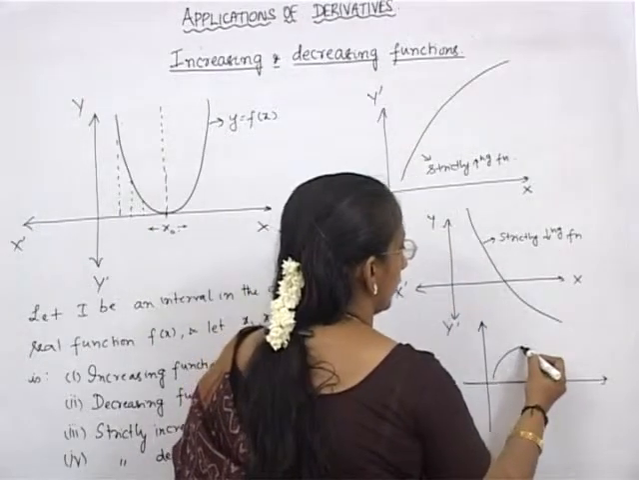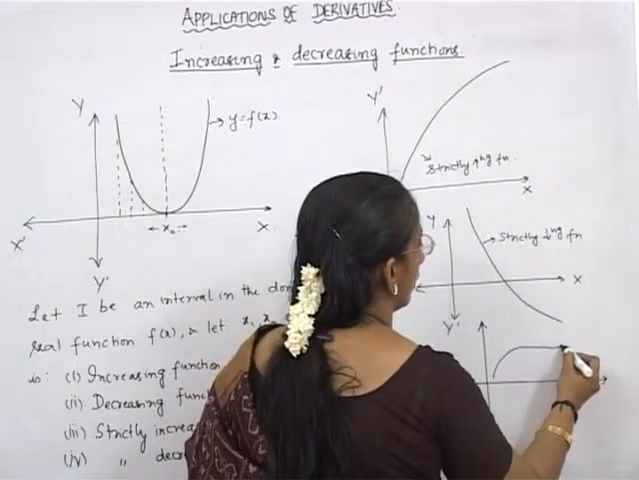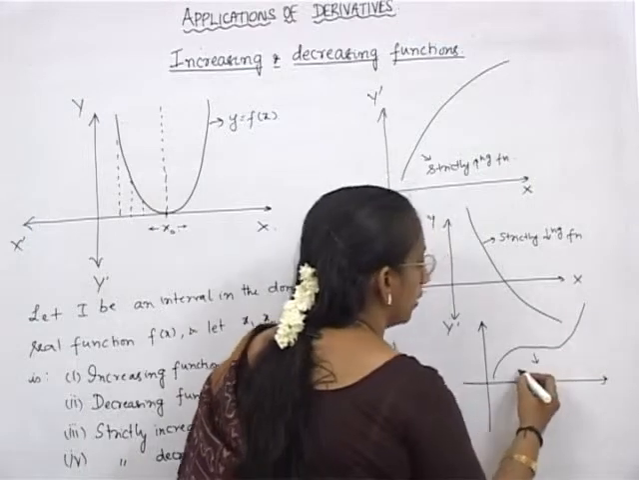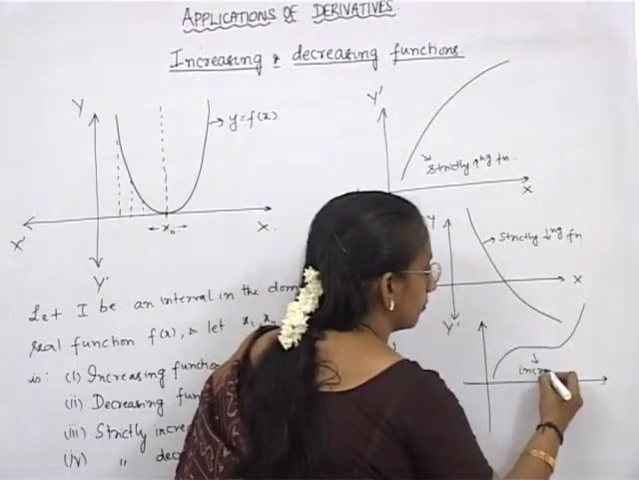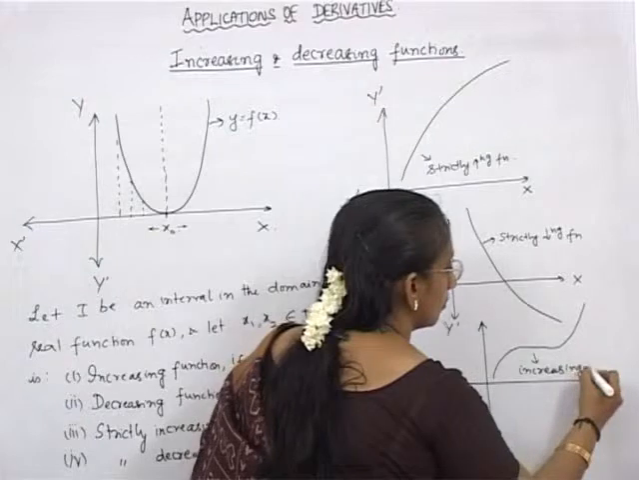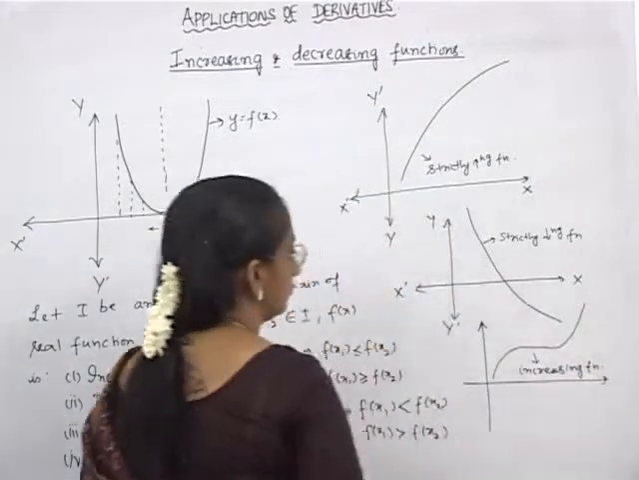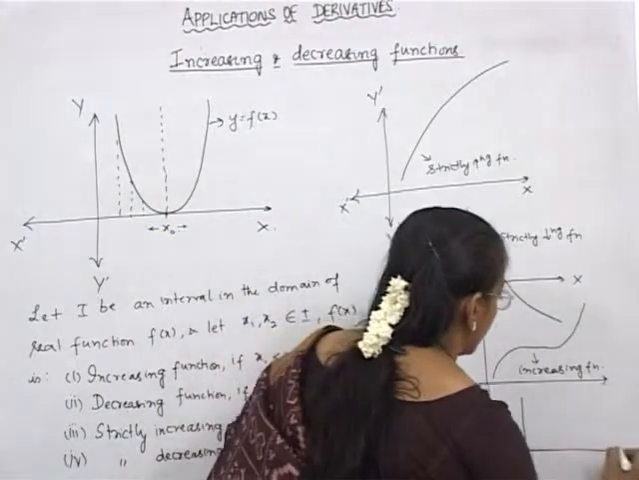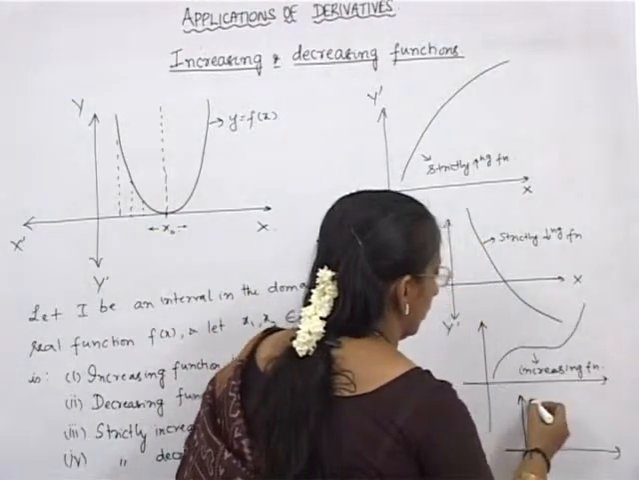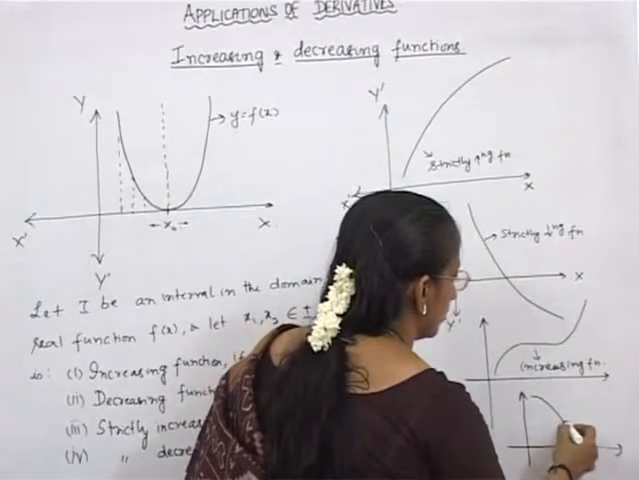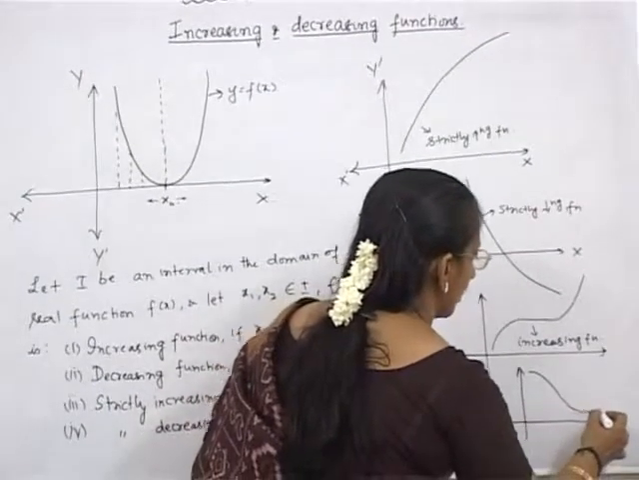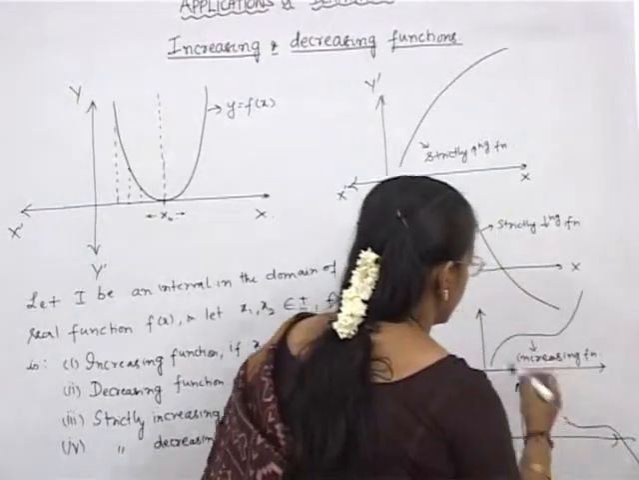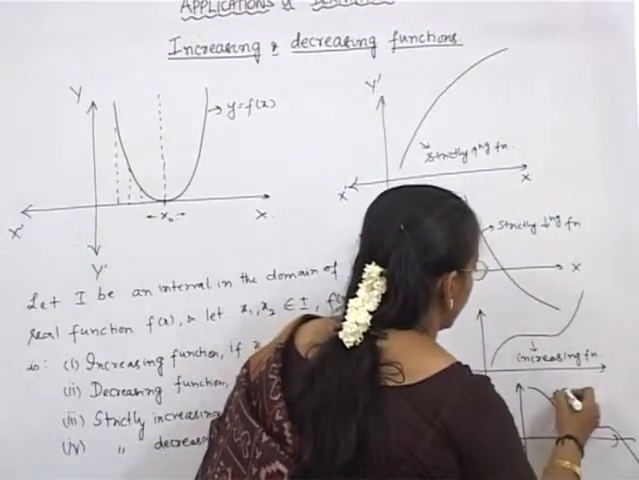This is increasing and then takes a constant value and then again starts increasing. So this is a typical example of an increasing function. Similarly, we can plot a graph like this where it's going to decrease and then remains at a constant value and then decreases. So this is an example of a decreasing function.